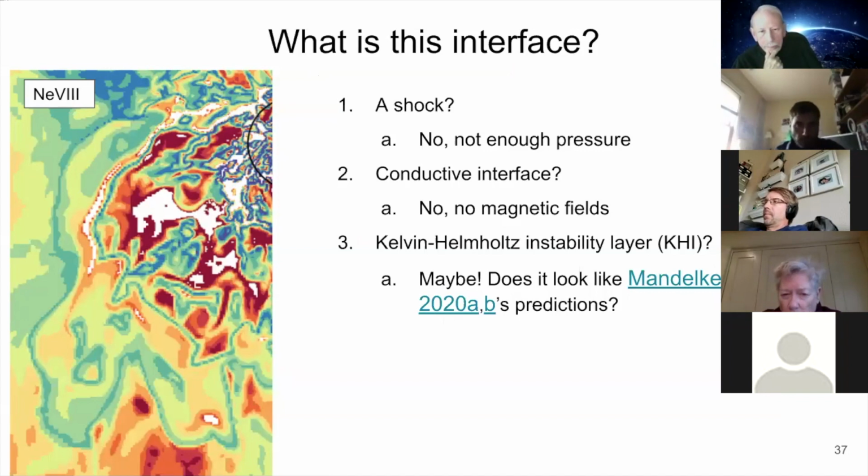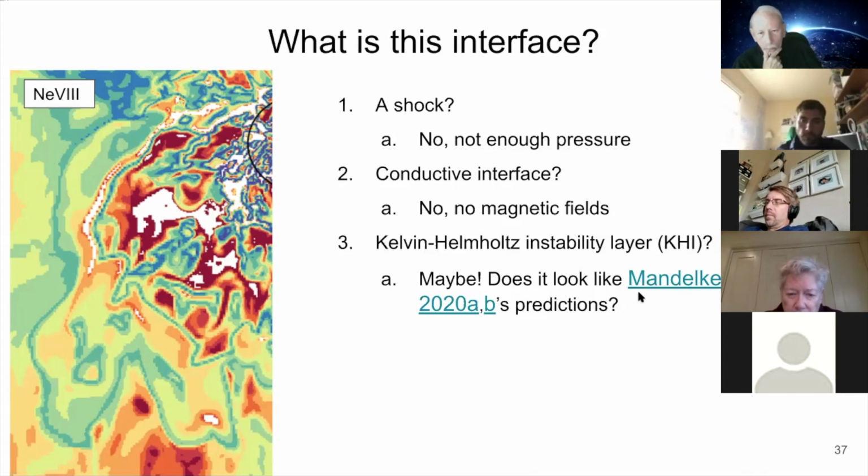So we started looking into what this is, and we asked, okay, is this a shock? Like you have cold gas and you have hot gas slamming into it at high speed? And no, we didn't see these outlined in pressure. Is this a conductive interface? That's relevant, but we don't have magnetic fields, so that's certainly not how we're making this. And what we found was that it looks like this might be a Kelvin-Helmholtz instability layer.